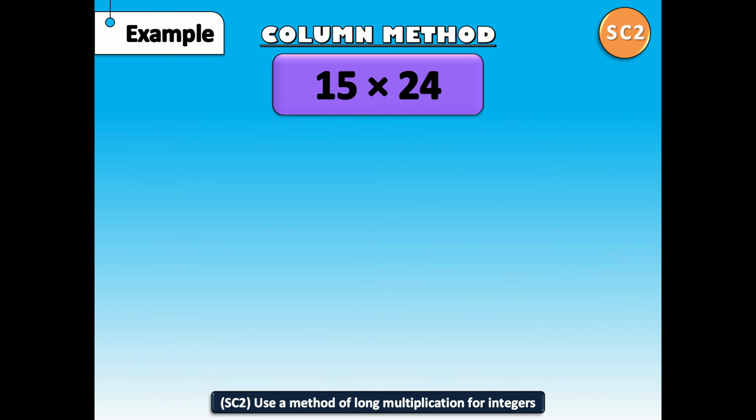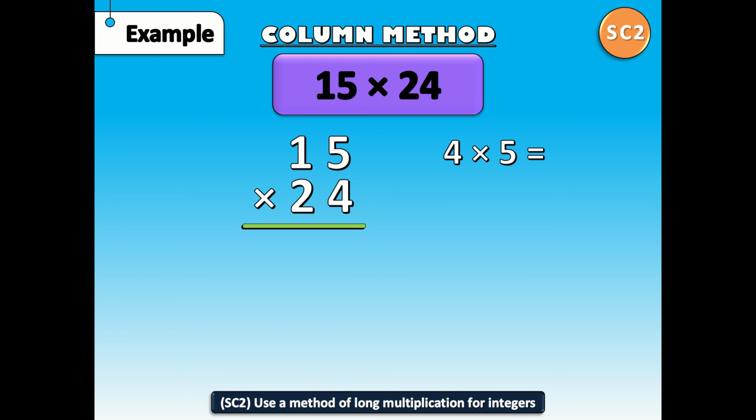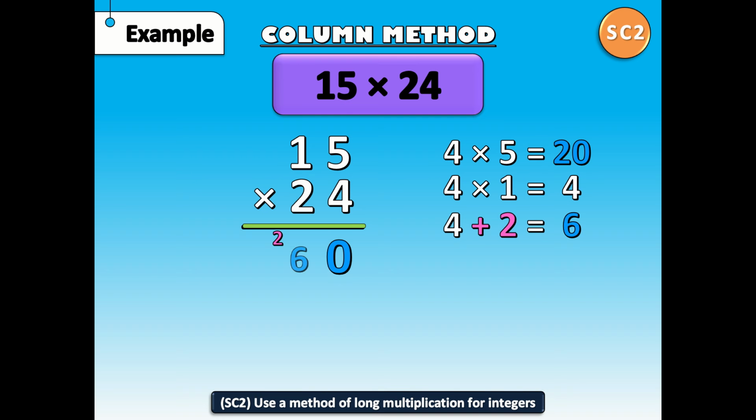So I'm going to show you how to do 15 times 24 using the column method. First of all, we set it out like this: 15 on top and 24 underneath. We always start by doing 4 times 5 first, which is 20. So we put a 0 down and we carry the 2. Next, we do 4 times 1, which is 4, but we need to remember to add the 2 that we carried. So 4 plus 2 is 6.